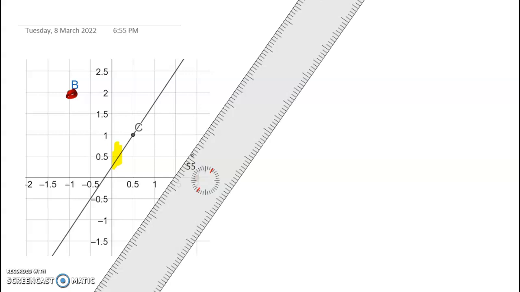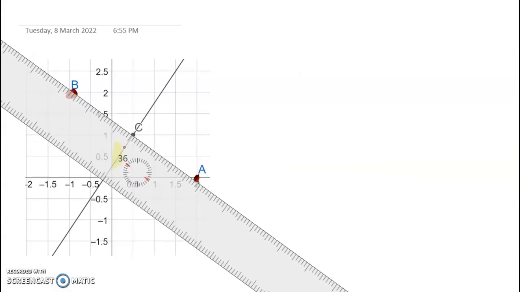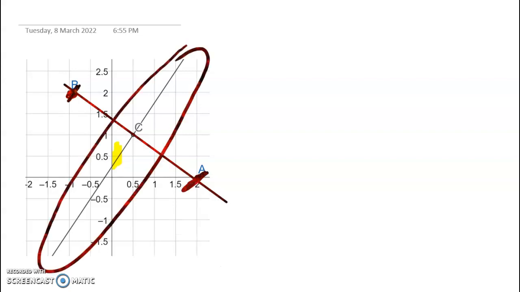Right, and again, what we're looking for is, if I join those 2 points up, joining up A and B, then this is my locus, right? So that's my perpendicular bisector, and you can see that everywhere on there, if I measure from here, it's going to be the same as the distance from there.